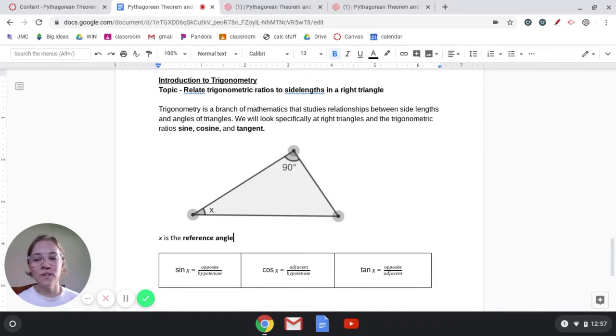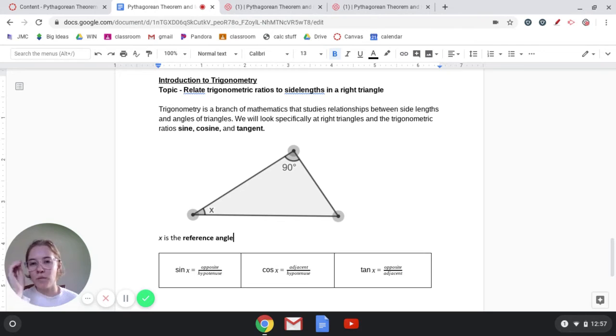All right, so this week I also wanted to do an introduction to trigonometry, which is our big topic for next week. So if you don't fully understand by the end of this week, that's okay. We'll have lots more practice next week. But I wanted to introduce this vocabulary so that when you see it next week, it's familiar to you.